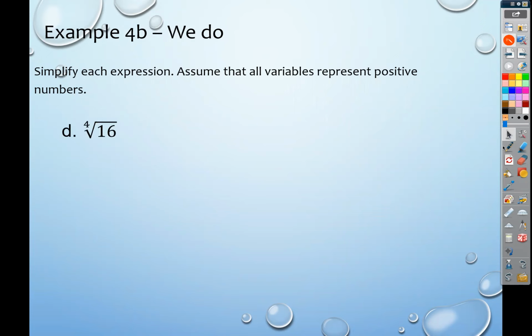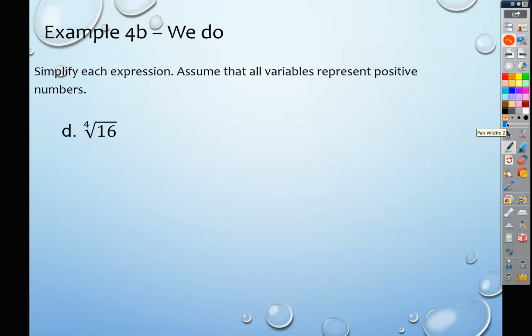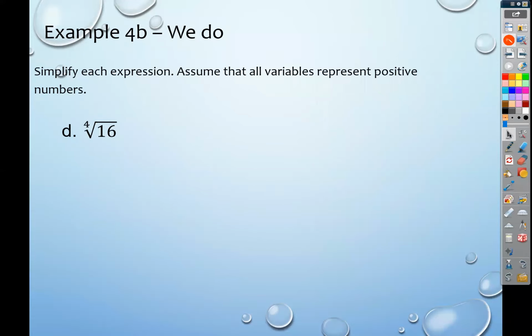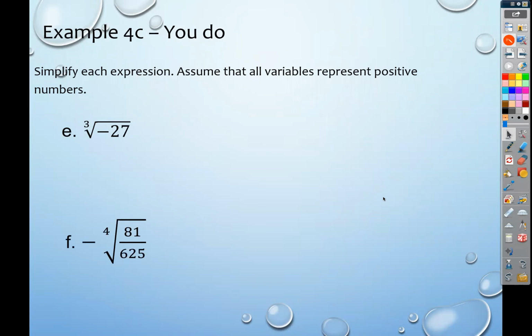Okay, so now what multiplied by itself 4 times is going to give you 16? 2. 2 times 2 times 2 times 2 gives you 16. All right, and then this one, so these are for you to do, so go ahead and try. And you should have got negative 3 and negative 3/5.